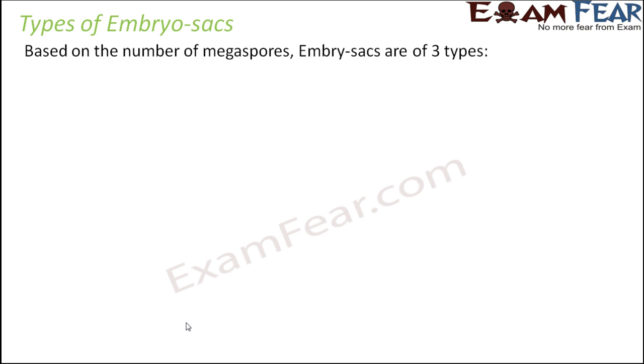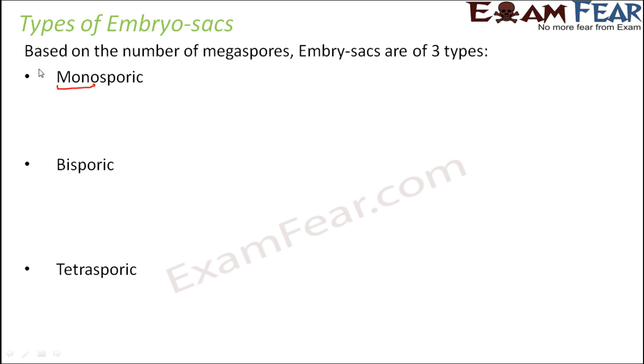Now, based on the number of megaspores, embryo sacs can be categorized into three types. What are those three types? The first type is monosporic, the second is bisporic, and the third is tetrasporic. Mono means 1, bi means 2, and tetra means 4. So does that simply mean that an embryo sac with 1 megaspore is monosporic, 2 megaspores is bisporic, and 4 megaspores is tetrasporic? Let us have a detailed look.